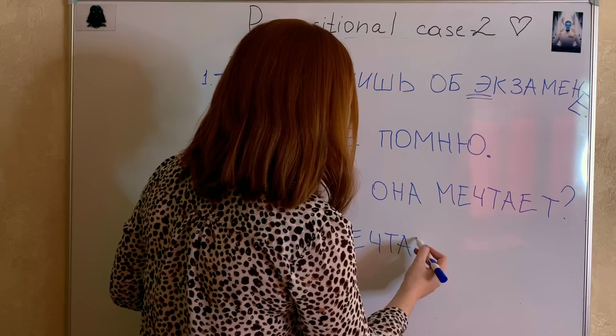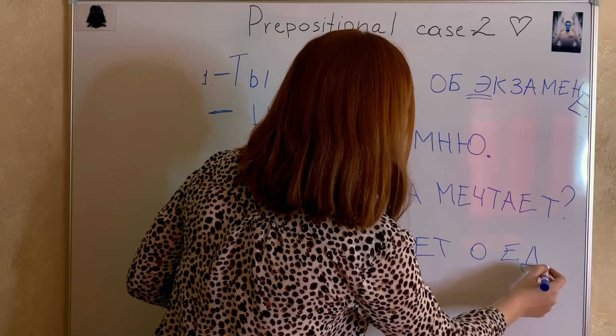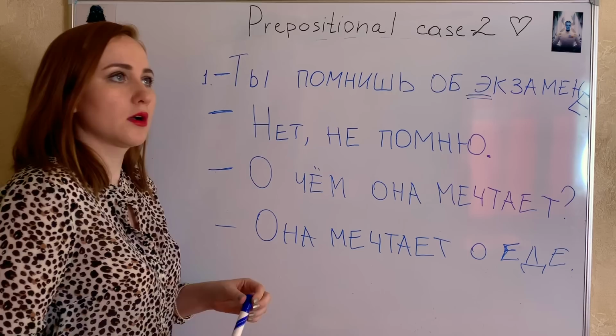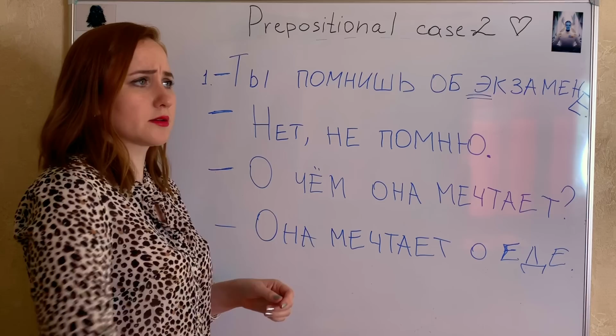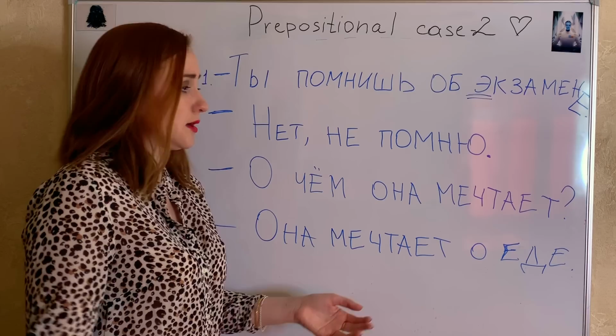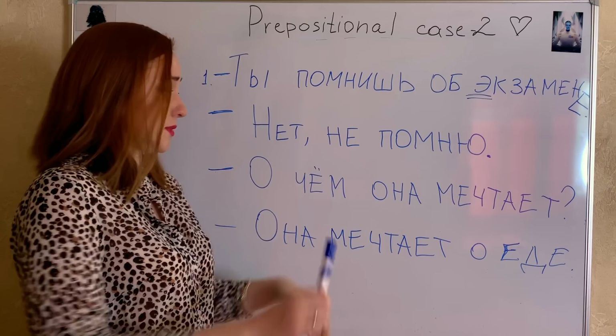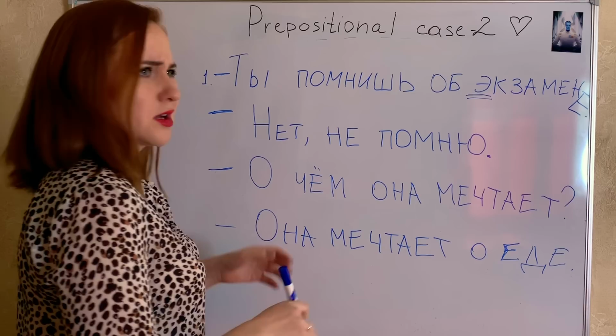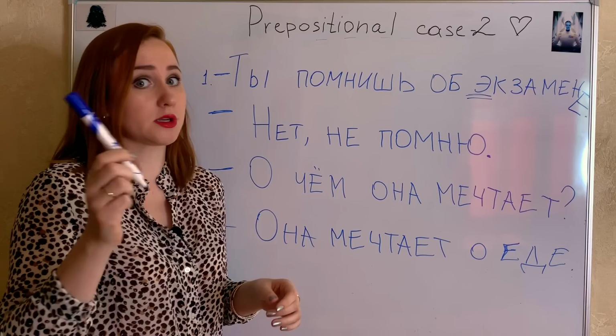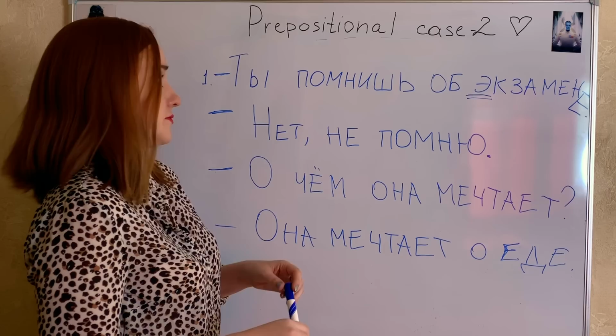Мечтает о еде. In Russia, we have a punk rock song, "Проклятый старый дом," cursed old house, and there is the line: "For many, many years I've been dreaming only about food." Очень много-много лет мечтаю только о еде. I love this. It's Король и Шут band. So if you're interested in Russian music, check out those guys. They are incredible. The main guy died several years ago, unfortunately. But yeah, the old songs were good.